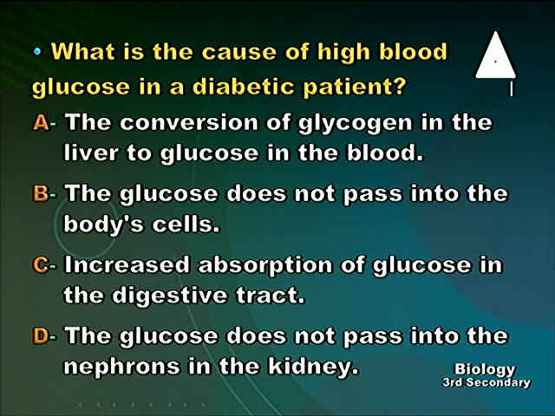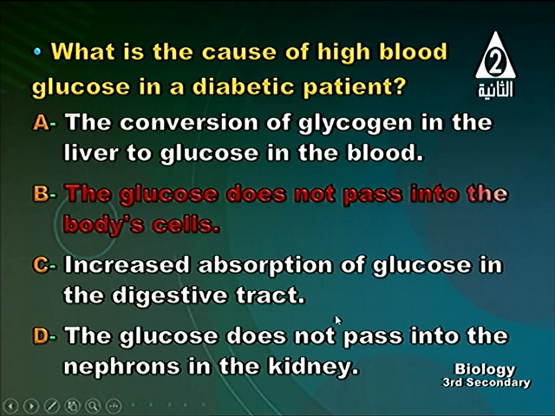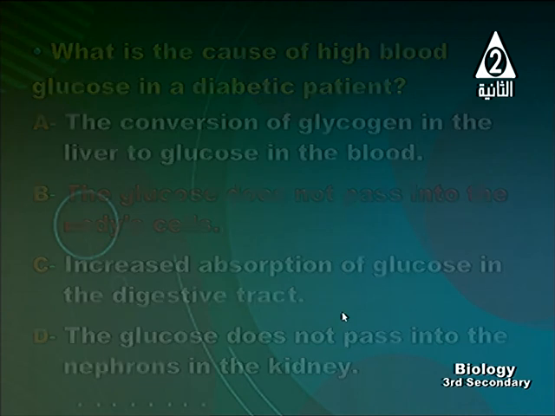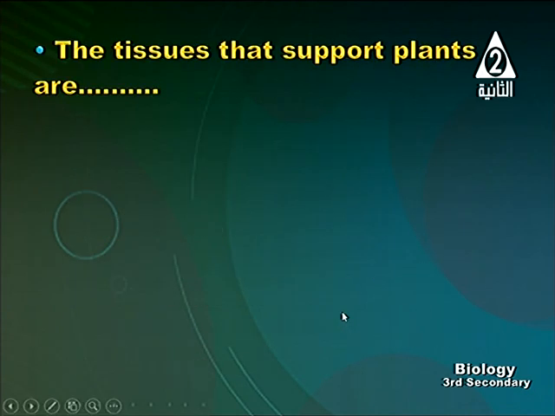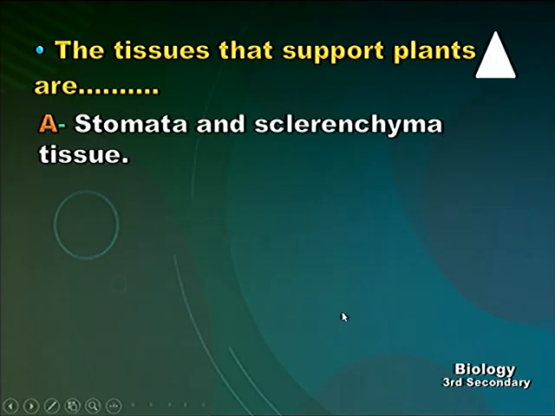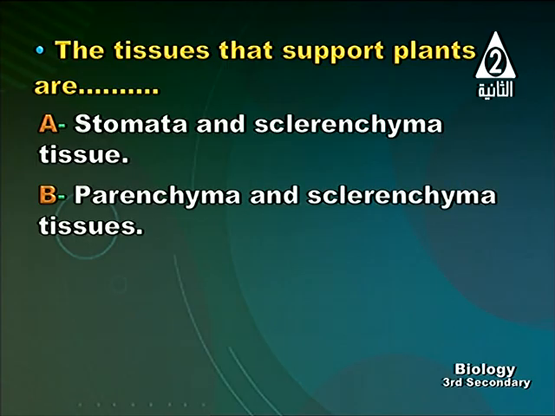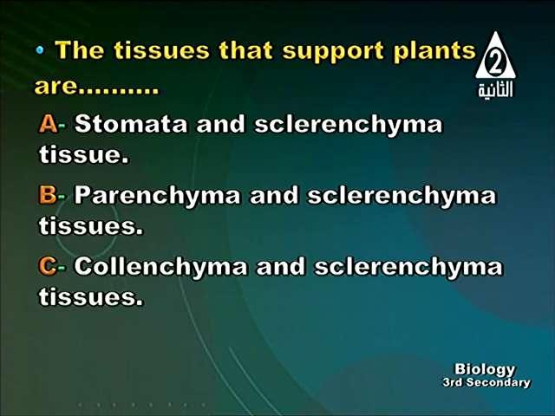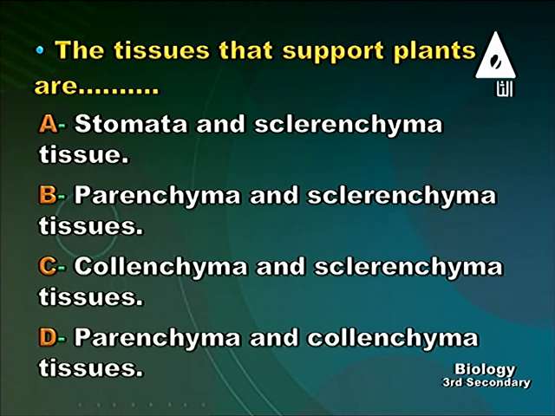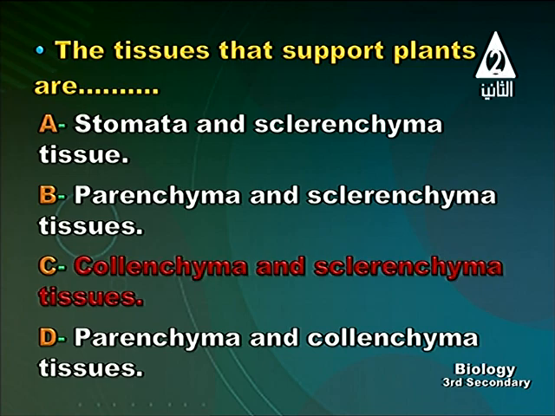Of course, the reason for the high amount of glucose in a diabetic patient's blood is that glucose doesn't pass into the body cells, due to absence of insulin hormone or deficiency in its secretion from the pancreas. Tissues that support the plants are stomata and sclerenchyma, parenchyma and sclerenchyma, collenchyma and sclerenchyma, or parenchyma and collenchyma. Of course, this is a direct question. Tissues responsible for supporting the plant parts are collenchyma and sclerenchyma.